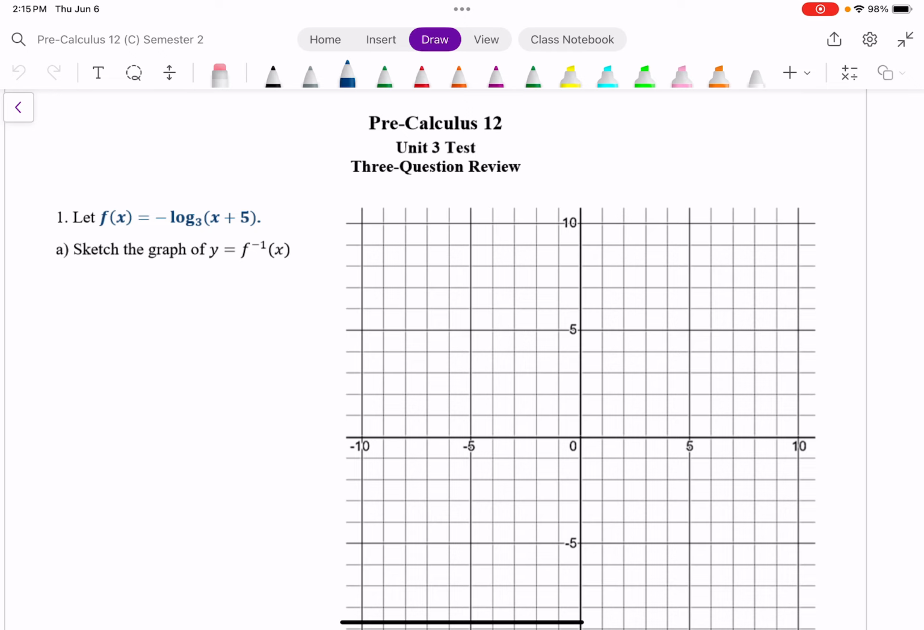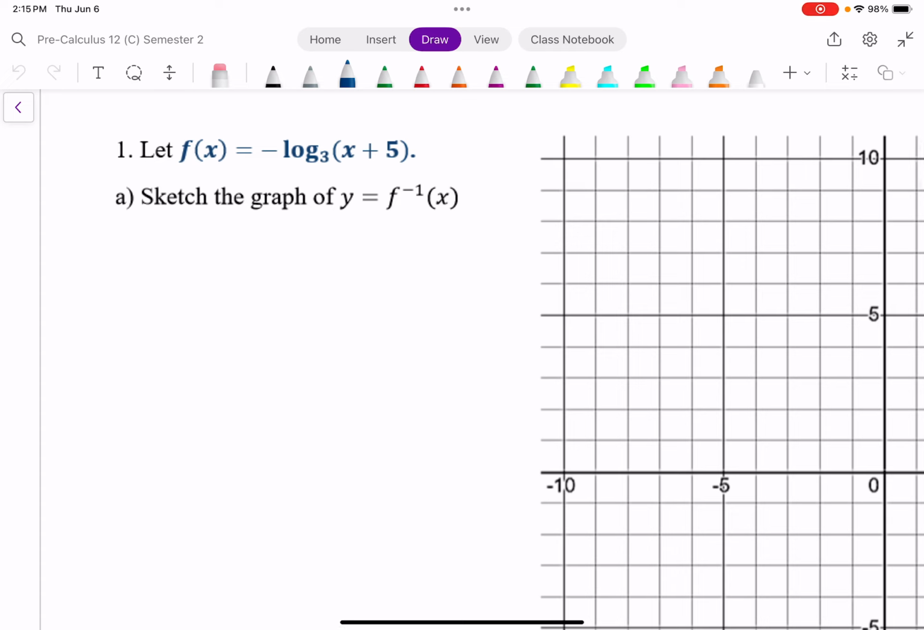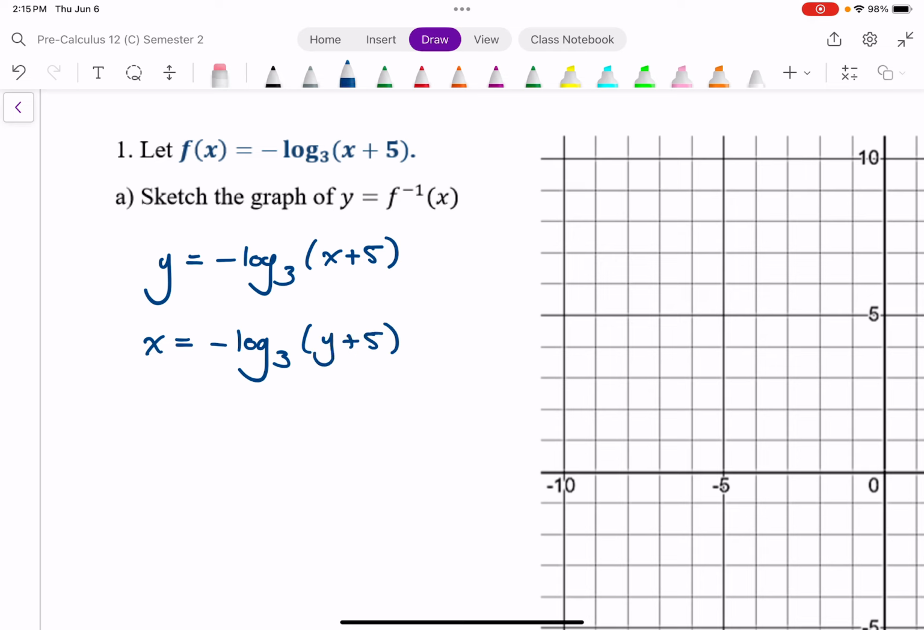And so let me start this in a very standard way in which I'll write f of x as y equals minus log base 3 of x plus 5. If I want to find the inverse, I want to swap my inputs and outputs, or my x and y. So I have x equals minus log base 3 of y plus 5, and then solve for y.